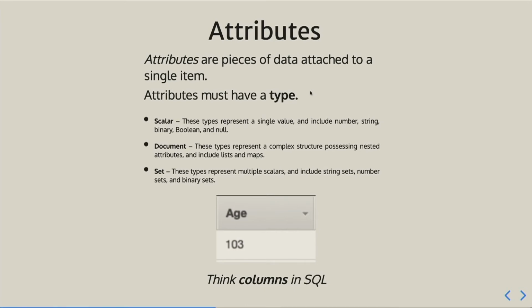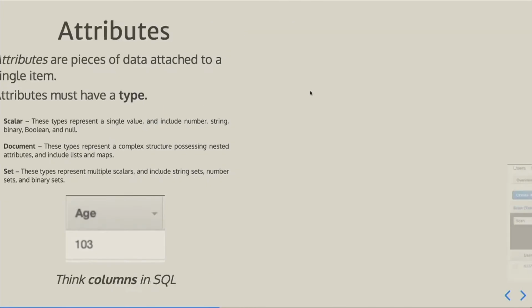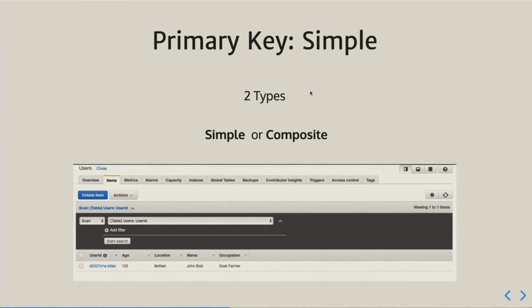We have attributes, and attributes are pieces of data attached to a single item. They must have a type, so there's scalar types like string and number. There's document types like maps and lists, and then we have sets, which are just sets of multiple scalars with no duplicates. So you can see here an attribute, one example is an age, and these are like columns in a relational database.